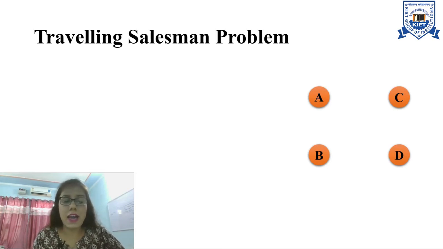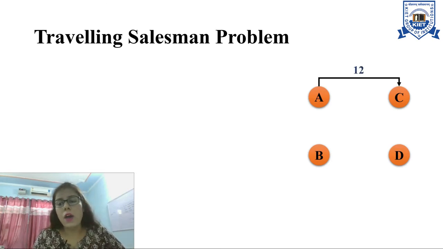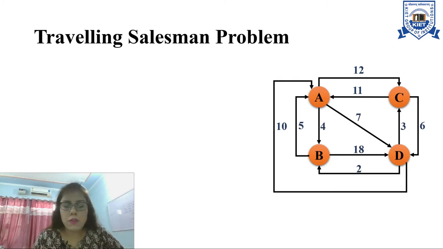So A, B, C, D are the nodes of a graph. Now, the traveling cost from A to C is represented through an edge from A to C whose cost is 12, so I'm labeling this particular edge as 12. Now, the traveling cost from C back to A is 11. Now, I can draw all other edges. So, assume that this is my complete graph.